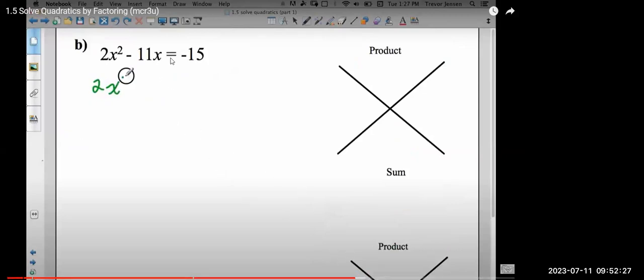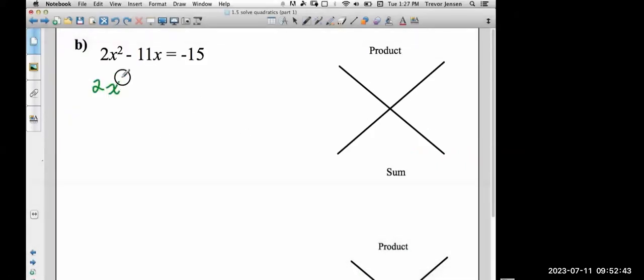Okay, here's another example. You can see something like this: 2x² minus 11x equals minus 15. You're going to have to set the minus 15 over to the other side and equal to 0. When solving a quadratic, you must set it equal to 0. So I need to move that -15 over, it becomes a plus 15.